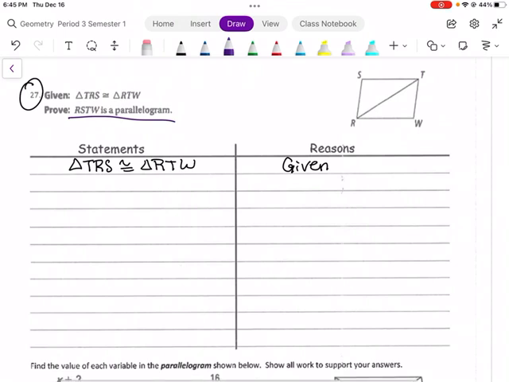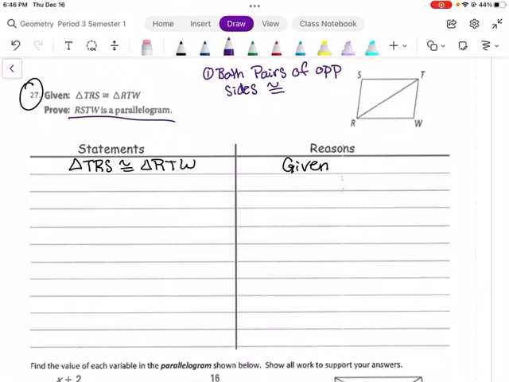So if we start looking through our properties of a parallelogram, we know that both pairs of opposite sides are congruent. So if we look at the information they gave us, they told us that triangle TRS is congruent to RTW.